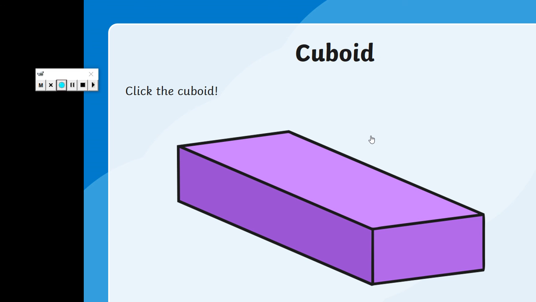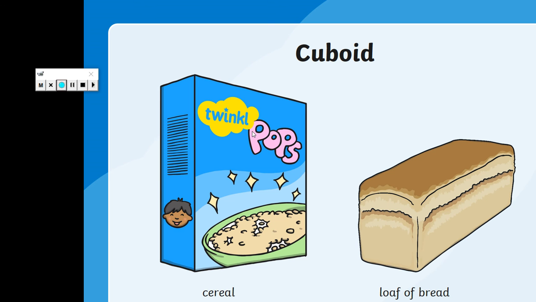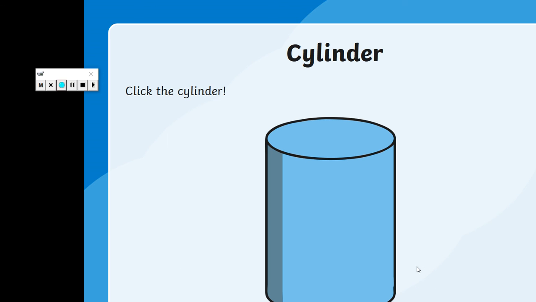Okay, a cuboid. Now, yesterday when we looked at the shapes, I had a caramel biscuit, a beef oxo cube, and a box of passata that were all cuboids, and they all look very different to this cuboid, but it was the same shape. So here we've got some Twinkle Pop cereal, and we've got a loaf of bread that are also cuboids.